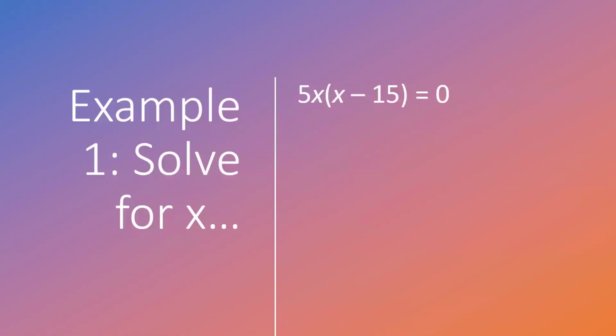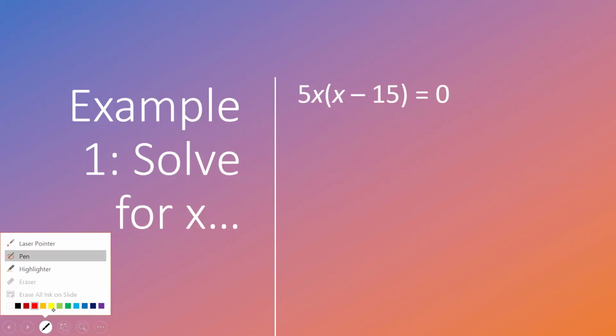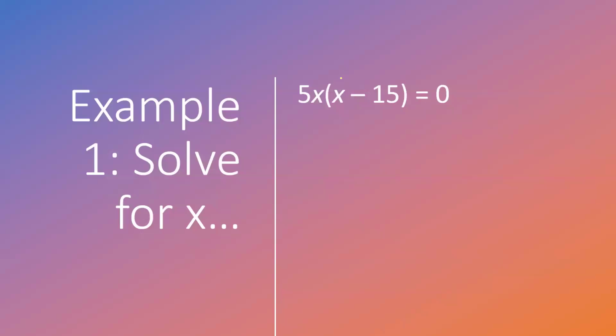So let's dive in. Step 1 is to make sure that you're fully factored. Am I fully factored here? Yes, everything's factored out. Step 2 is you're going to take your factors and set them each equal to 0. I'm going to create a little divide here. I'm going to take factor 1, 5x, and set it equal to 0. Then I'm going to take my second factor, x minus 15, and set it equal to 0. That's step 2.